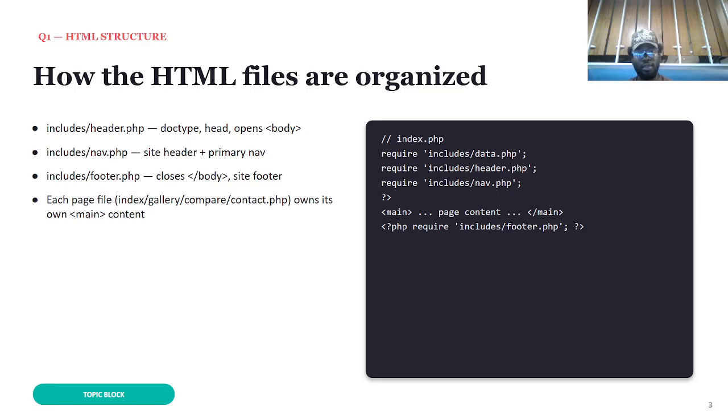That's the include part of the core build. I kept it to exactly four includes plus four page files, no extra partials. Because of the size, more fragmentation would have cost me more than it saved.